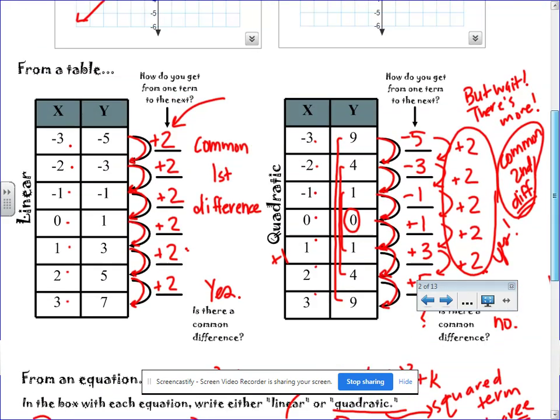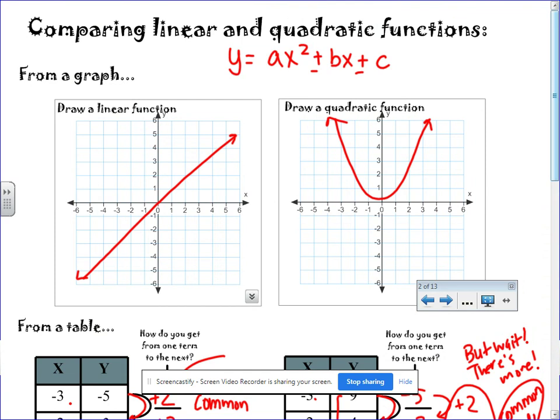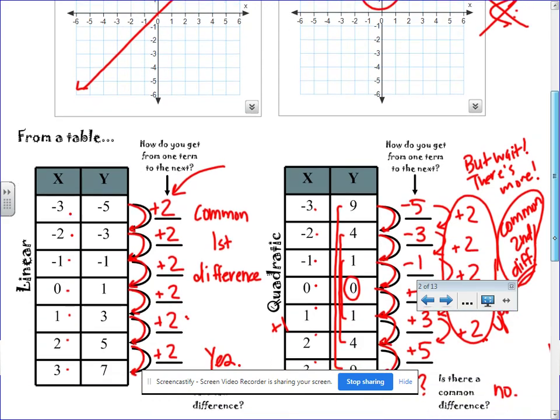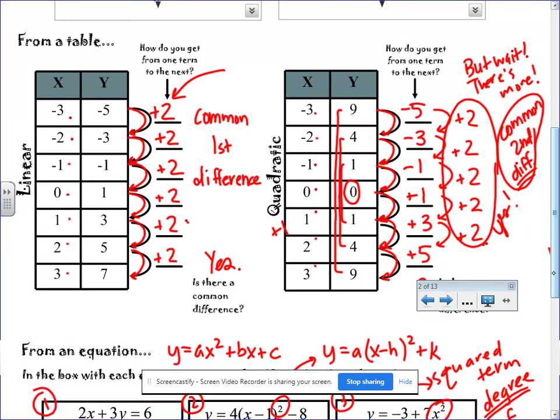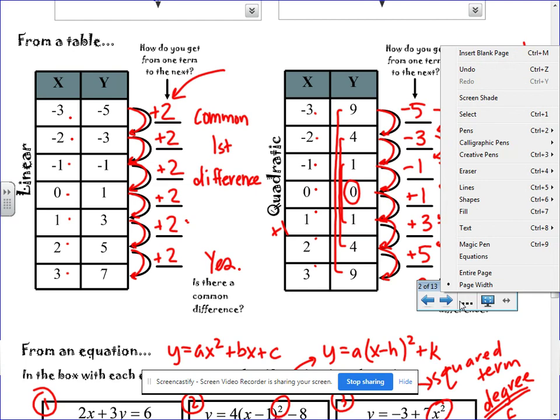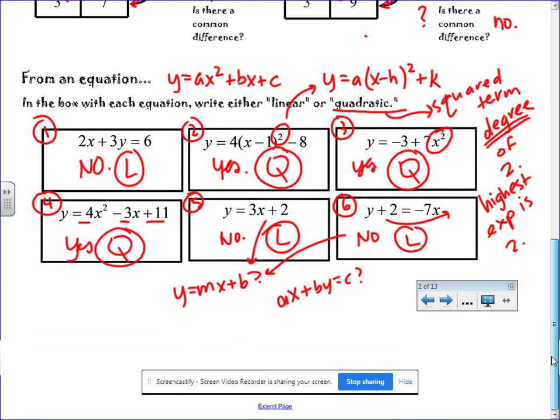So to review, from a graph, look for a parabola. And by the way, it could be an upside down one, like a frowny face, a sad parabola, or a happy parabola. It can't be a weird parabola like this because that's just not a function at all. And then from a table, look for a common second difference. And then from an equation, you look for a degree of 2. Okay.